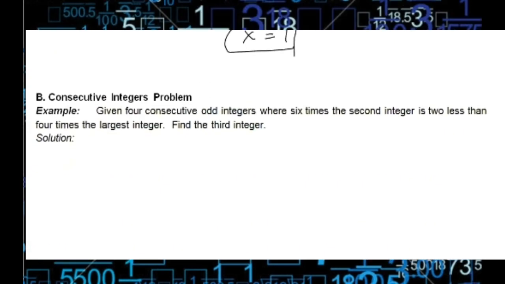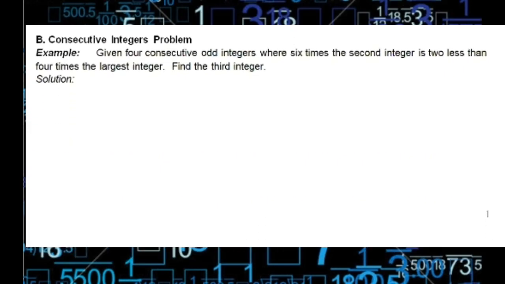Consecutive integers problem. Example: given 4 consecutive odd integers where 6 times the second integer is 2 less than 4 times the largest integer, find the third integer. When we say integer, an integer is just a number but should be exact. Exact number. Kunwari, 1, 2, 3, 4, 5, 6, 7, 8. So, lahat yun integers. Pag sinabi kong non-integers, yun yung mga decimal o fraction.